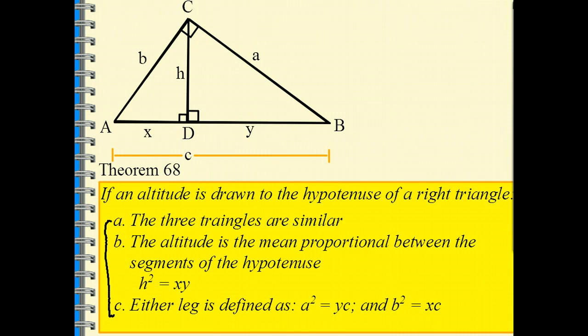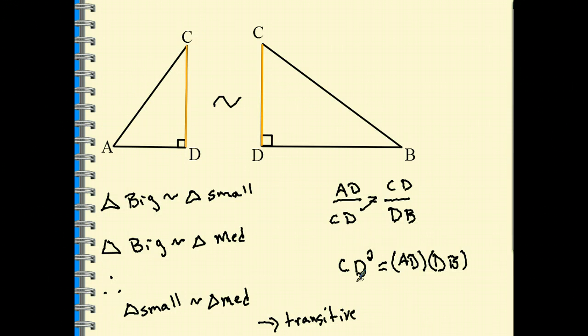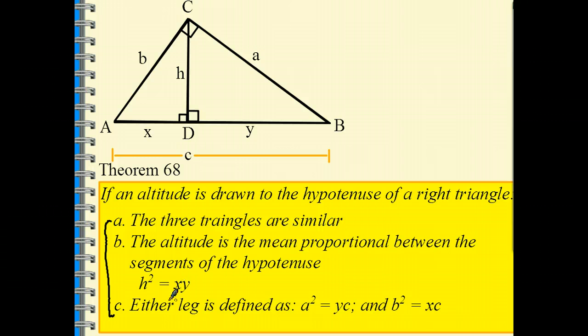Now, we didn't see it quite like that. We saw it like this: CD squared is equal to the product of AD and DB. This is just a shorter version: H squared is equal to XY. All right, and it's a lot neater. It's a lot easier to work with. So we see the altitude squared is equal to the product of the two segments on the hypotenuse.